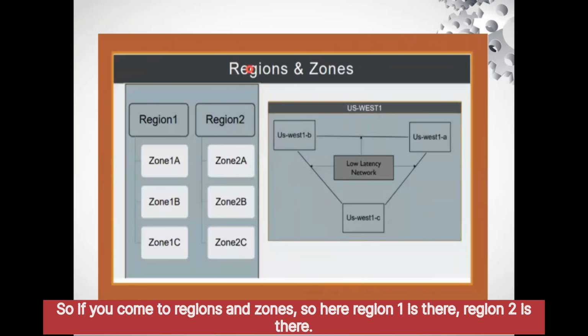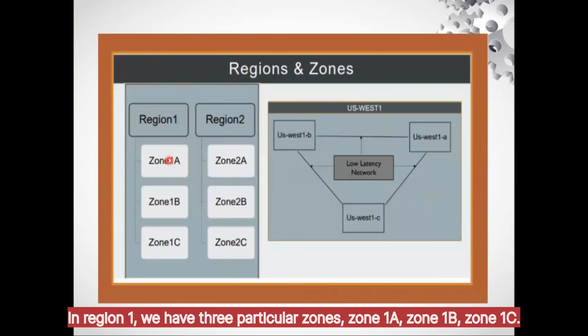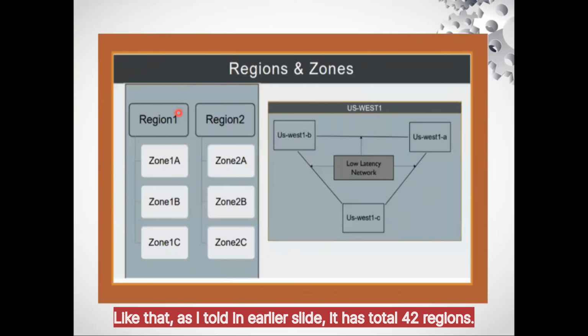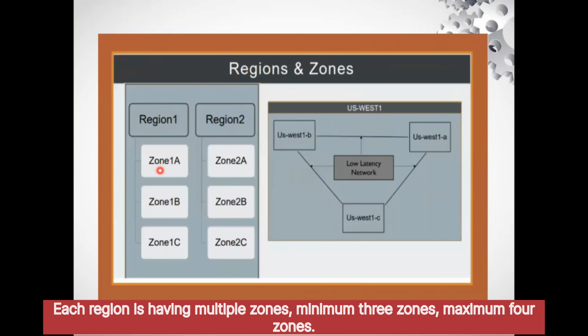So if you come to regions and zones, here region 1 is there, region 2 is there. In region 1, we have three zones: Zone 1A, Zone 1B, Zone 1C. In region 2 as well, we have three zones: Zone 2A, Zone 2B, Zone 2C. Like that, as I told in the earlier slide, it has a total of 42 regions. Each region has multiple zones, minimum 3 zones, maximum 4 zones.